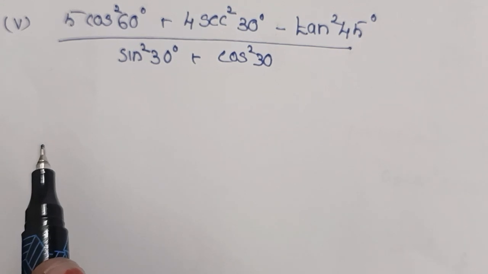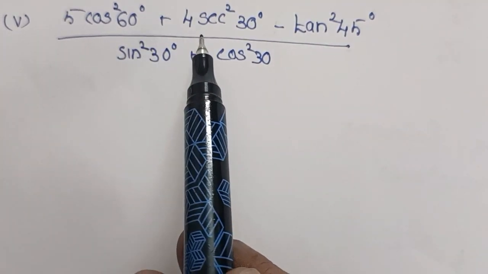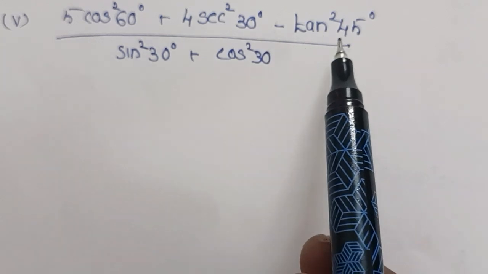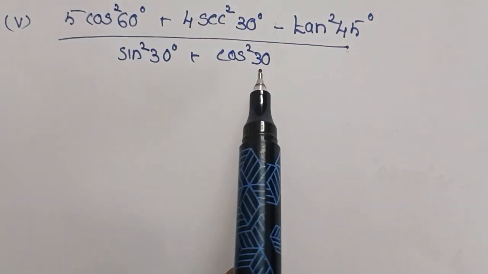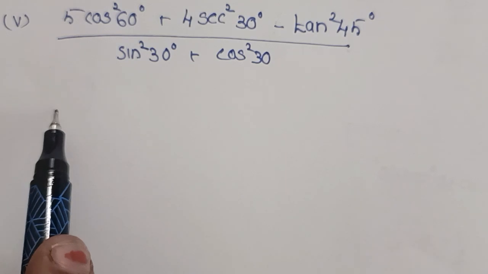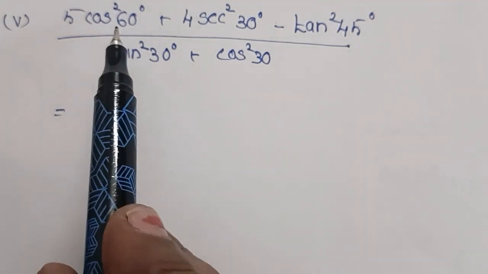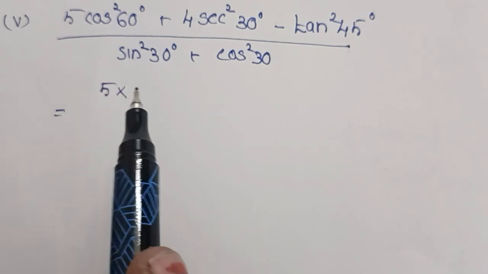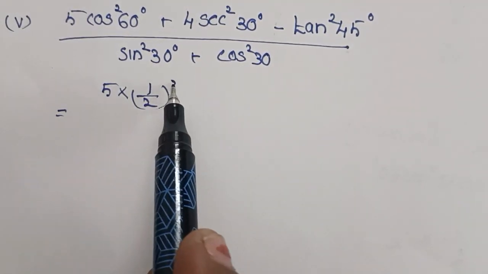Fifth question. 5 cos square 60 degree plus 4 sec square 30 degree minus tan square 45, divided by sin square 30 degree plus cos square 30 degree, equal to 5 into cos 60, which is the same as sin 30, isn't it? Sin 30 is 1 by 2. So it is 1 by 2 the whole square.